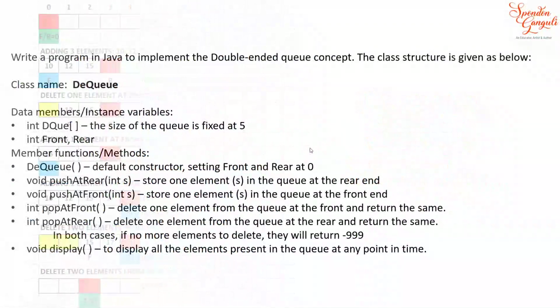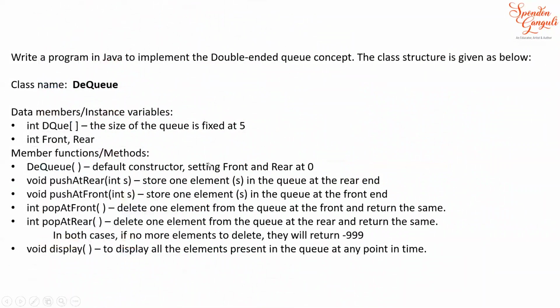Let us see an example of DQ. So in DQ, we have 4 functions. 2 functions are from the simple queue, that is push at rear and pop at front. Those are the 2 basic operations of the queue, if you remember. But we add 2 more functions: one is push at front and the other is pop at rear. So let us go through it.